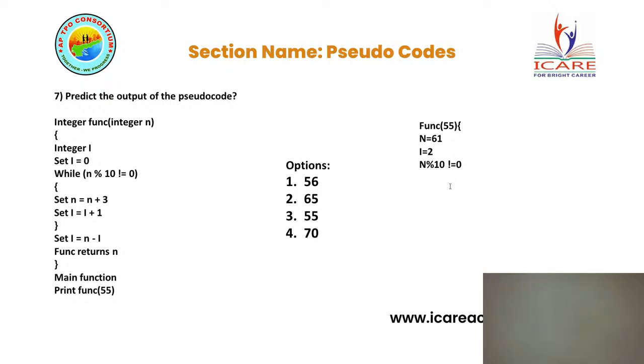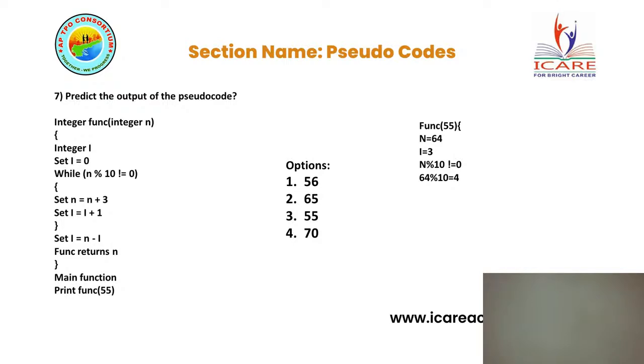Again, we go to the while loop and check n modulo 10. 61 modulo 10 is 1. 1 not equal to 0, the condition is true. So again we enter the while loop and update the values. n equal to n plus 3: 61 plus 3 becomes 64. I value 2 plus 1 becomes 3. Again in the while loop, we check the condition. The n value is 64, and 64 modulo 10 is 4.